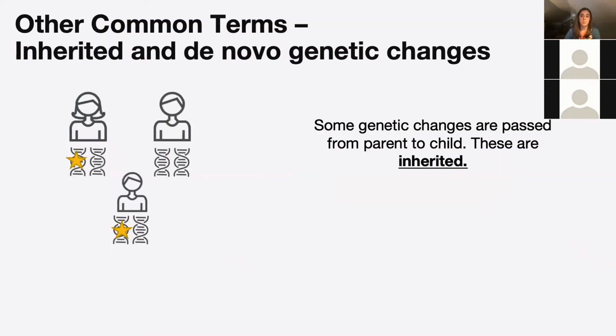Testing parents can help us know if a genetic change was passed from a parent onto their child. If a variant was passed on from a parent to a child, it's often said to have been inherited. And you might see words like maternal or paternal on your report. Maternal means inherited from biological mom. Paternal means inherited from biological dad.